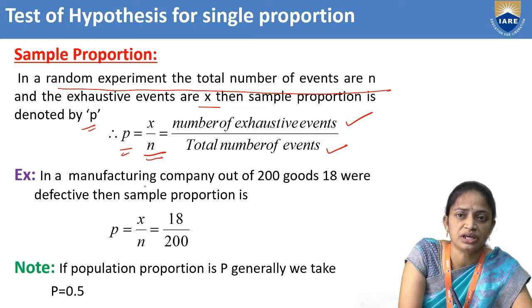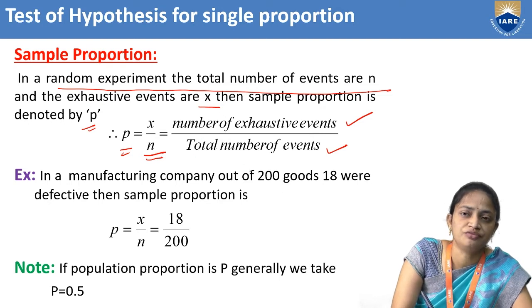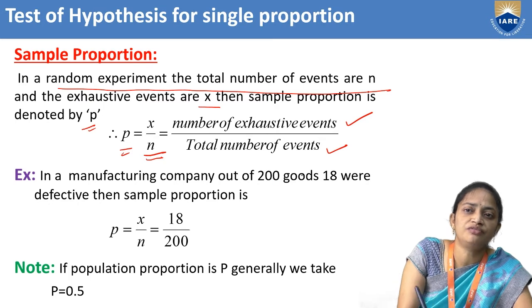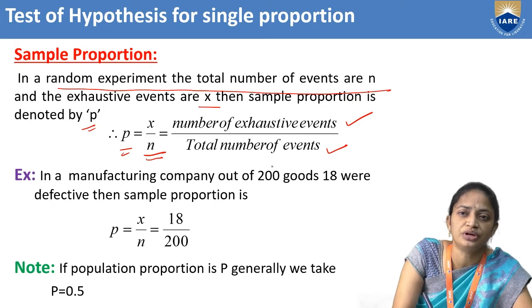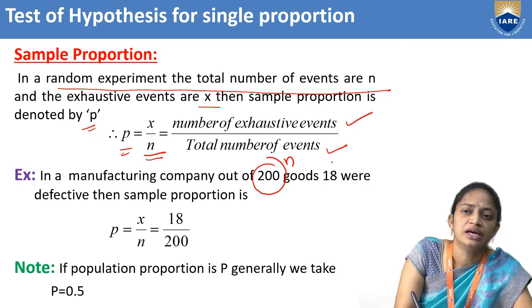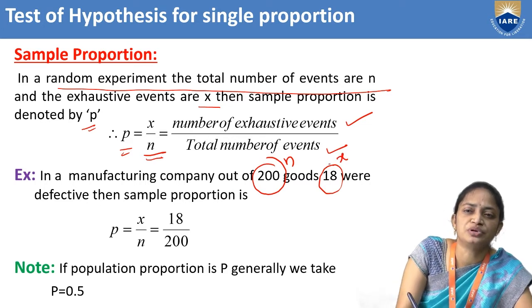In a manufacturing company, out of 200 goods, 18 were defective. Then the sample proportion is, so here they have given that n equal to 200. In that, 18 were defective, so that is the x value. We know that sample proportion p equal to x by n, so that is 18 by 200.